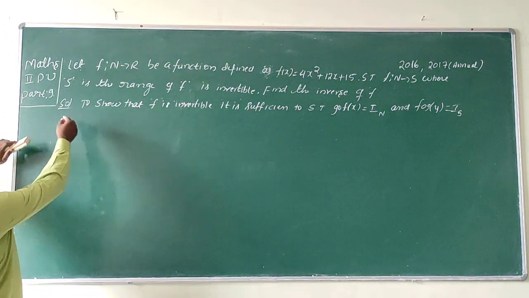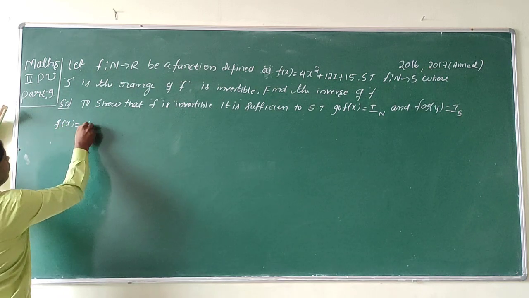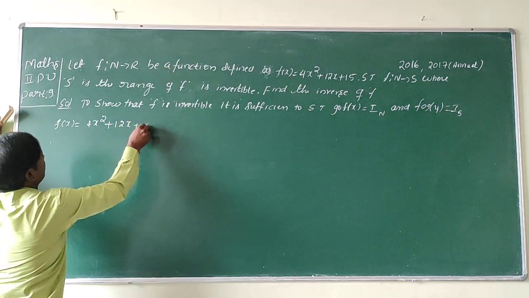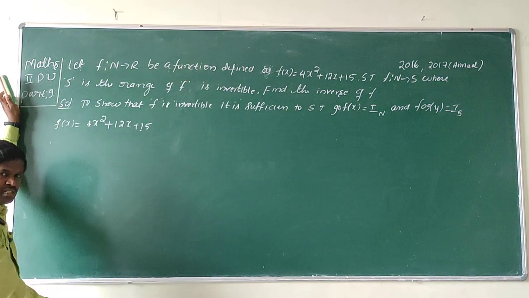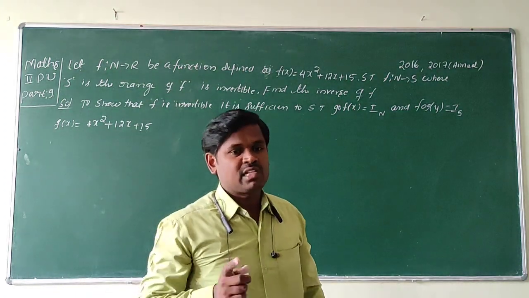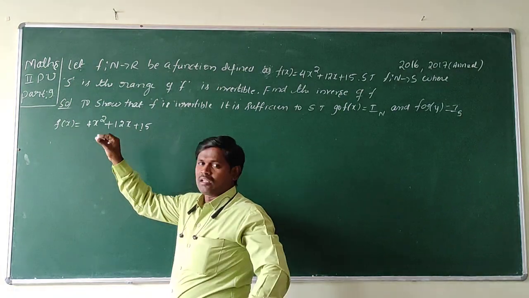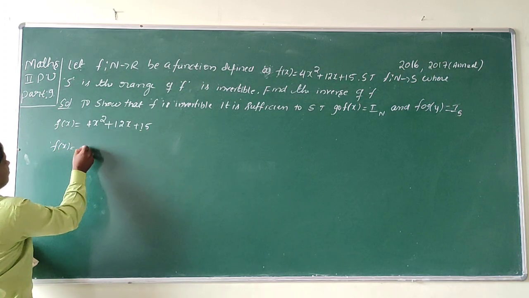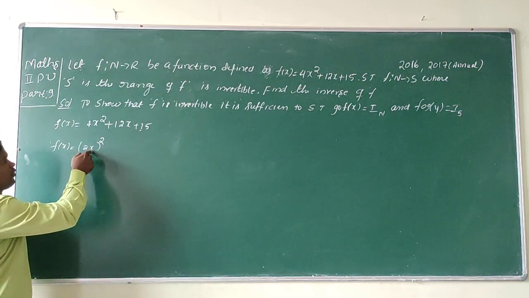So let's solve the given function. f of x is equal to 4x square plus 12x plus 15. First we convert the given function into another form, for our convenience only, as in the last problem also. So f of x can be written as 2x whole square, and 2x whole square is nothing but 4x square.